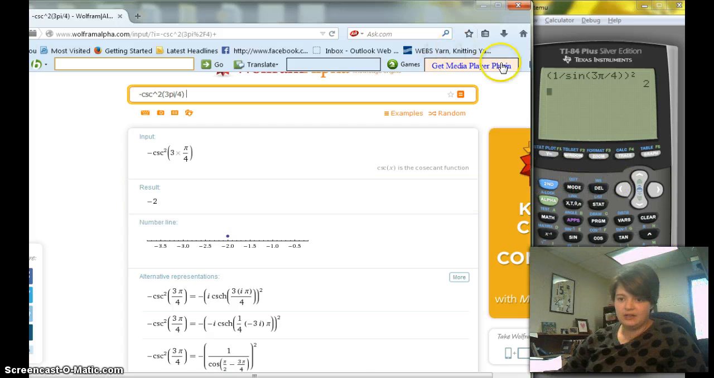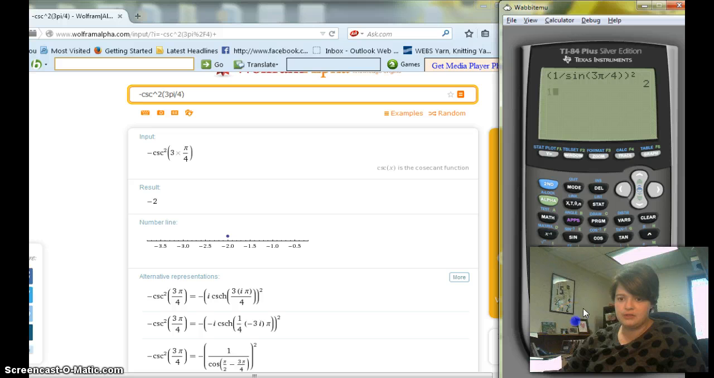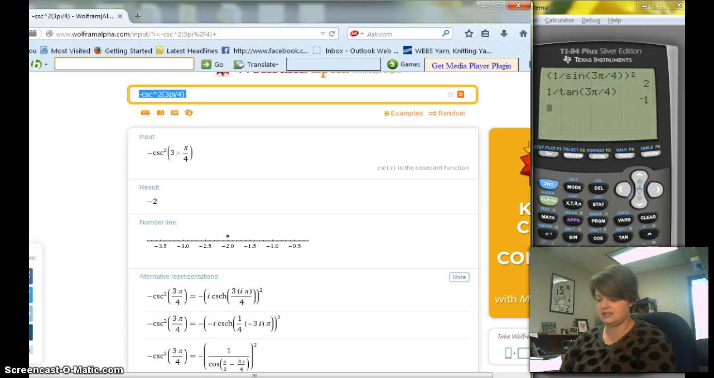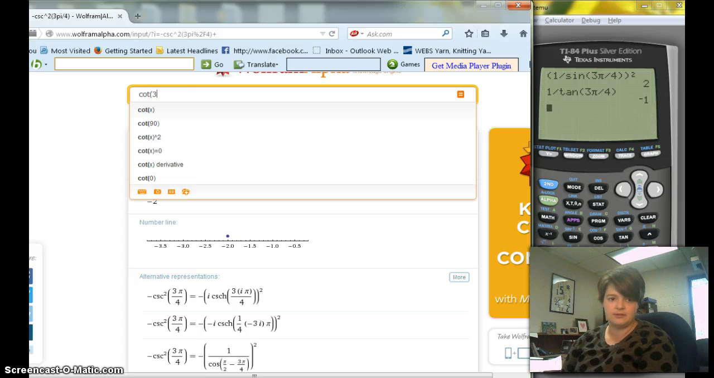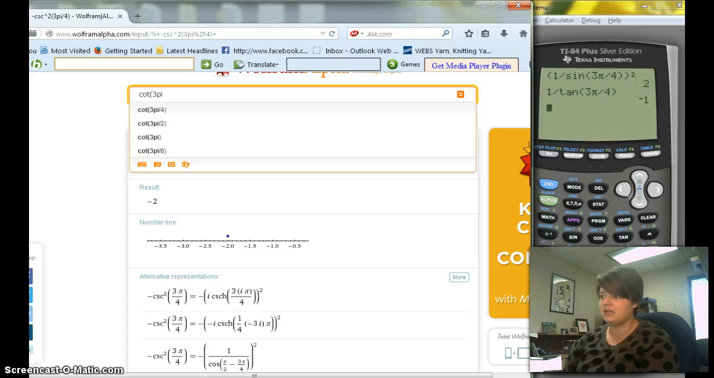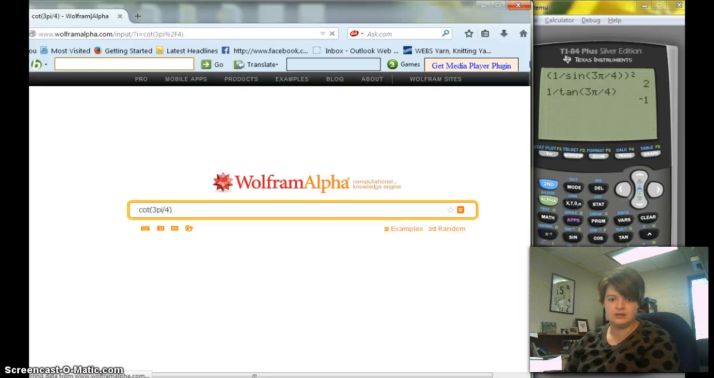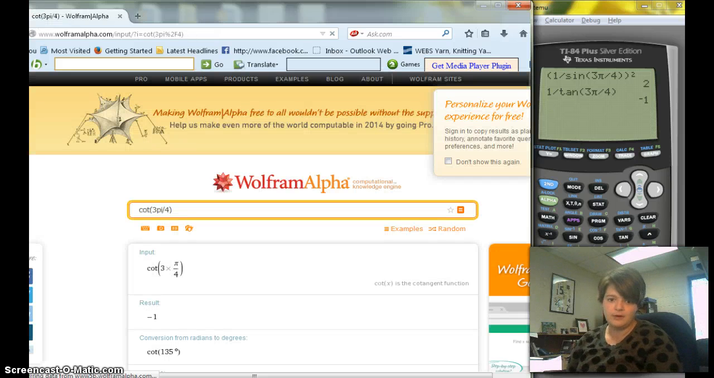So on the calculator, if you wanted to do cotangent of 3 pi over 4, you would do 1 divided by tangent of 3 pi over 4. Hit enter. That gives you the negative 1. And just to show you how truly easy this is, you can do cotangent of 3 pi, spelling out pi like you did in the email, over 4, and it will give you the negative 1.